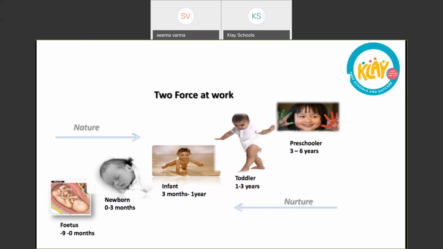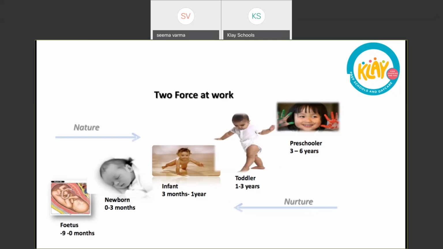So again, I have repeated the slide over here, but the two arrows are actually pointing out the significant correlation between the nature and the nurture. So both count. These are the two forces which are very, very important. So both nature and nurture count. Brain development is a very complex interplay between the genes and the environment.